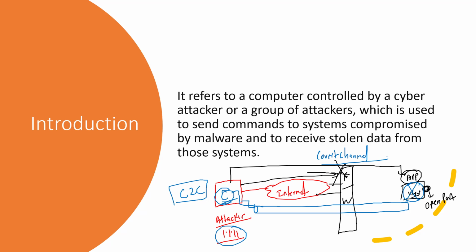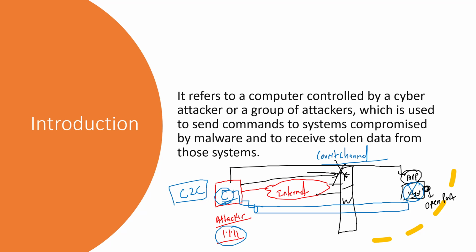When the user runs it, it installs an application on the system and opens a port. Through that port, it establishes the connection, and then from the hacker's computer, he sends commands and executes things on the system. The computer the hacker has, which is used to control the remote system, is called a C2 server. That's why I say it refers to a computer controlled by cyber attackers or a group of attackers, used to send commands to a system compromised by malware and receive the stolen data from the system.